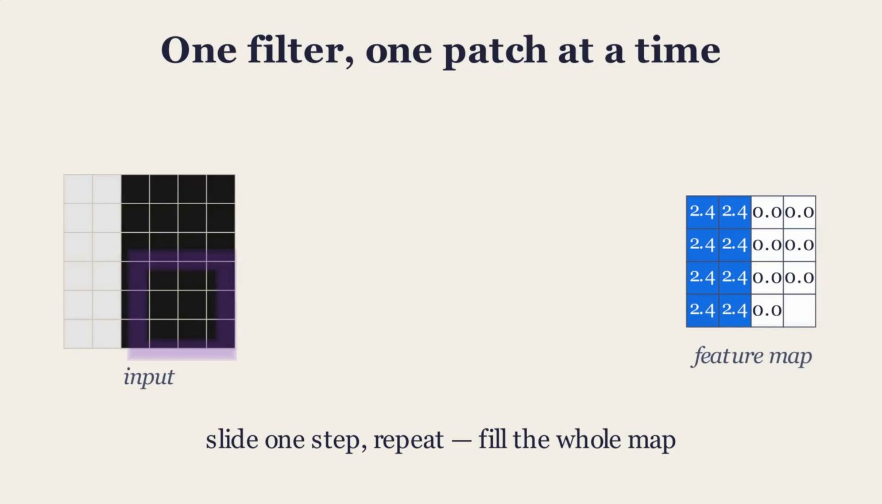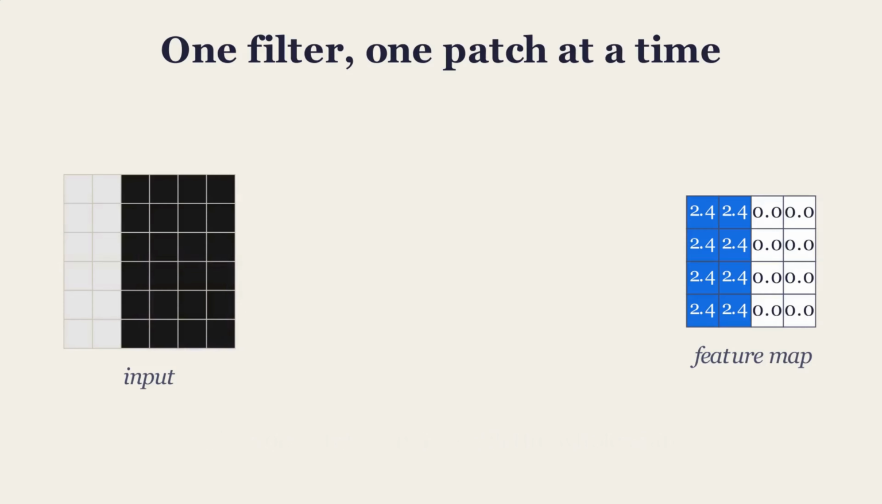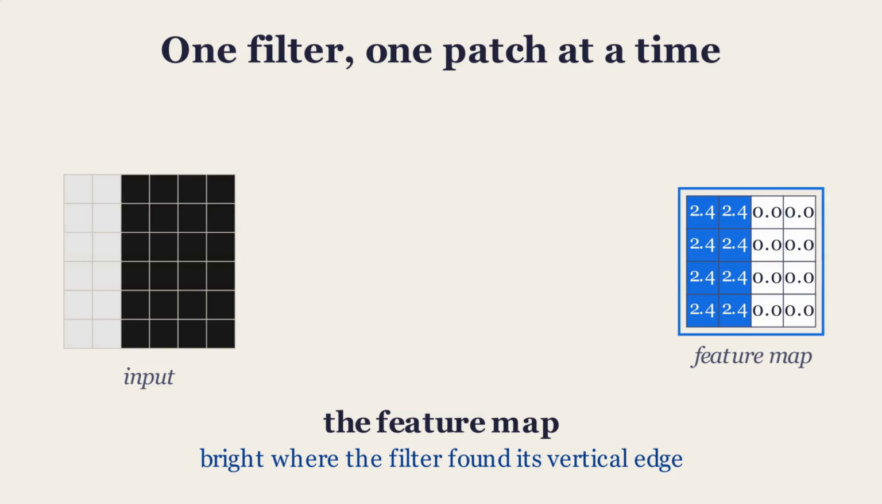And look at the result. It's bright exactly where the filter found its vertical edge. That glowing band is the filter announcing, "I found the pattern I was looking for, right here."